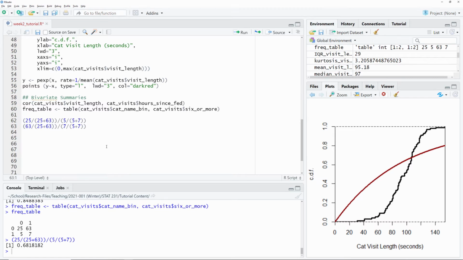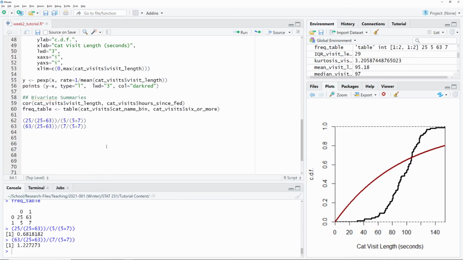We could also compute the relative risk when it had been more than 6 hours as 63 divided by 25 plus 63, over 7 divided by 5 plus 7. This is 1.23. This means that she has a probability that is 1.3 times higher to jump up when it had been 6 or more hours than Charles does.